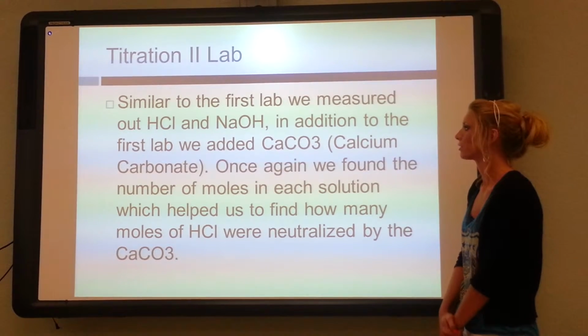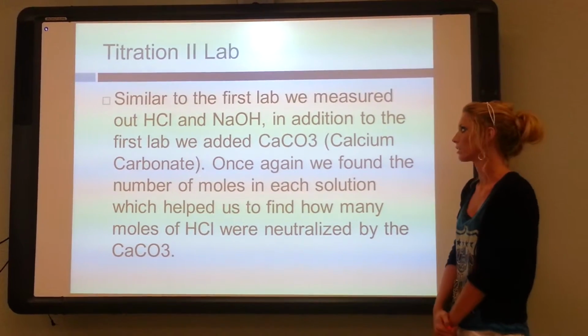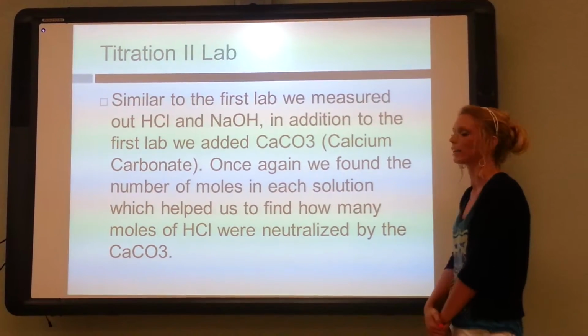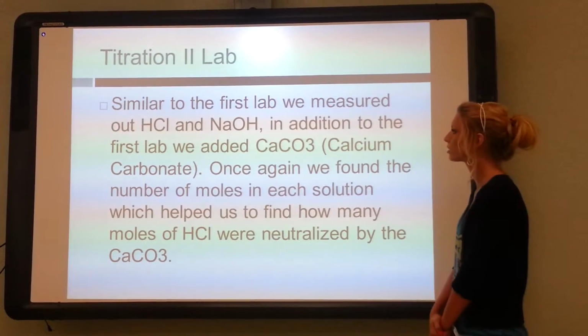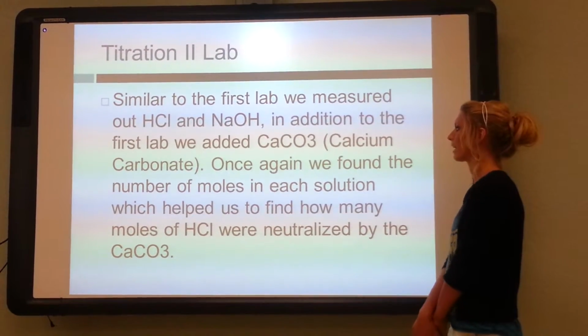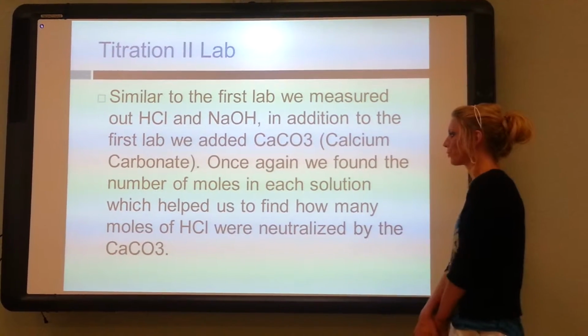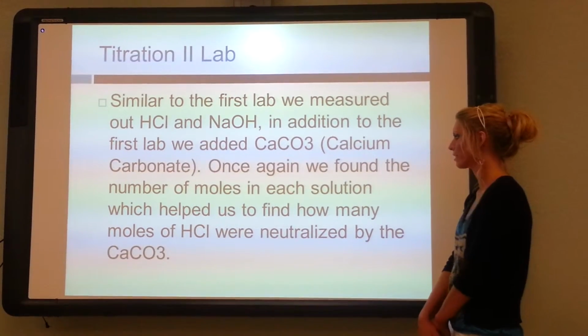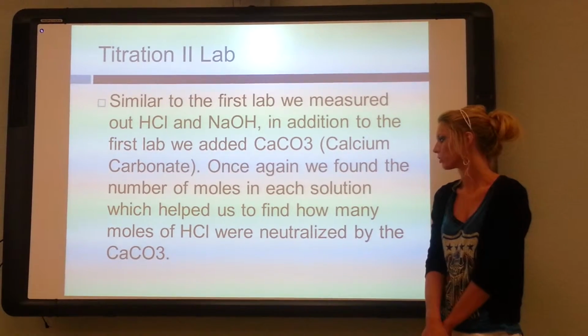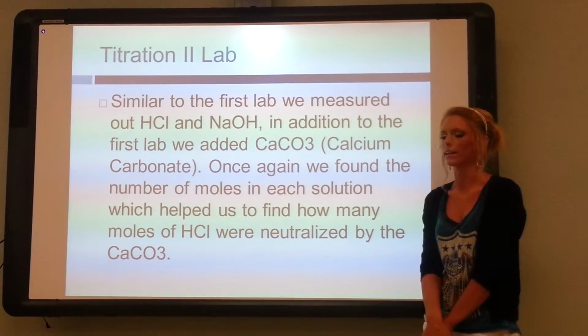The Titration 2 lab was very similar to the Titration 1 lab. We measured out the HCl and the NaOH. In addition to the first lab, we added calcium carbonate. Once again, we found the number of moles in each solution. This helped us find how many moles of HCl were neutralized by the CaCO3.